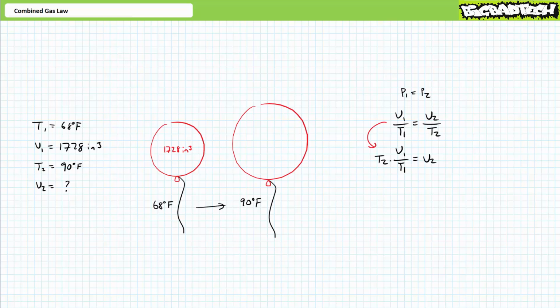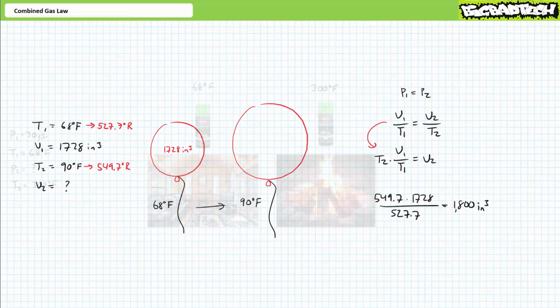Problem is, if we use these numbers in their present condition, we're going to get a garbage answer. We need to convert these temperature readings to the absolute scale. 68 degrees Fahrenheit in the Rankine scale is 527.7 degrees. 90 degrees Fahrenheit in the Rankine scale is 549.7 degrees. Substituting in these rescaled temperature values and our original volume of 1728 cubic inches demonstrates the original quantity of air has expanded to a volume of roughly 1,800 cubic inches.